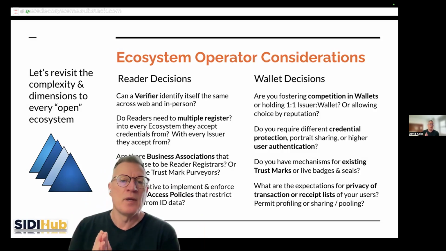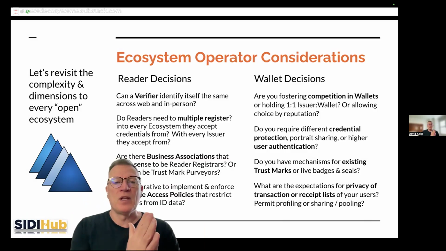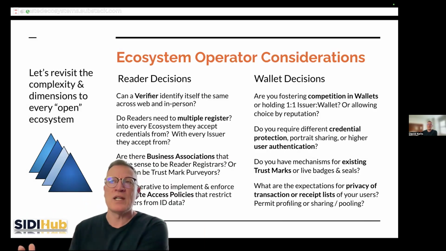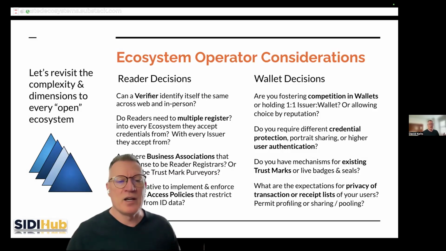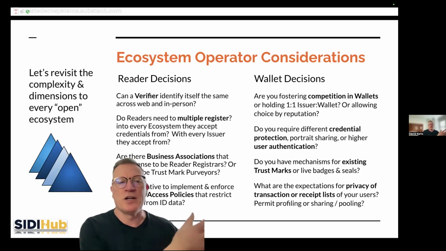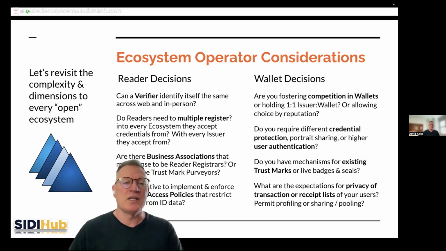viewpoints within an ecosystem. As I mentioned before, are there business associations that are already purveying trust marks? Can those become reader registrars as well? And does that make more sense within the particular ecosystem, like a free market ecosystem, for that association to be registering readers? Can that be voluntary? If you conform to Better Identity Coalition's voluntary code of conduct, you get a trust mark from them, or you take part in their list, or their PKD, or their ledger.